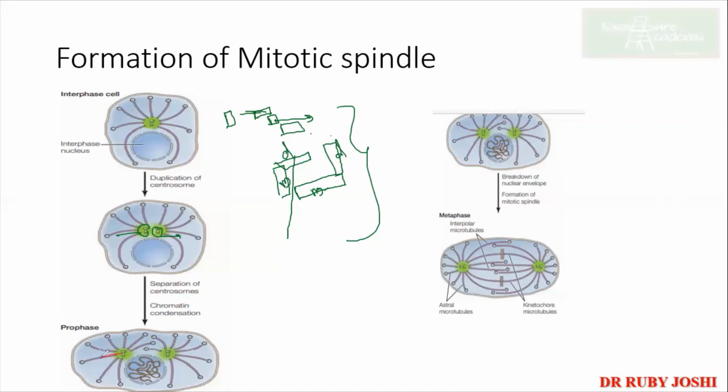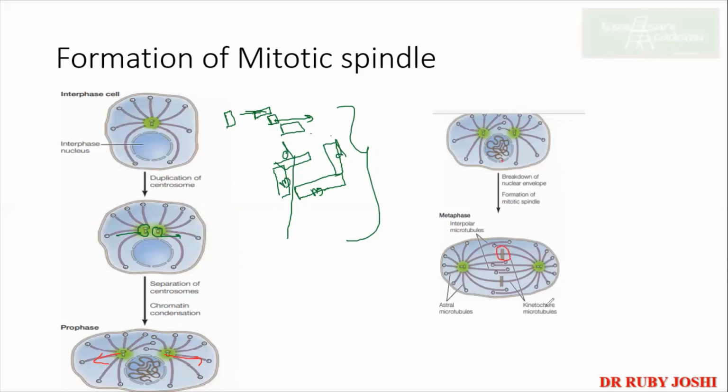Slowly your centrosomes will go towards the two poles. And then by that time the nuclear envelope will disappear, right? And all these chromosomes will be aligned in the metaphase and the kinetochore. Kinetochore mitotic spindle will go and bind to the chromosomes.